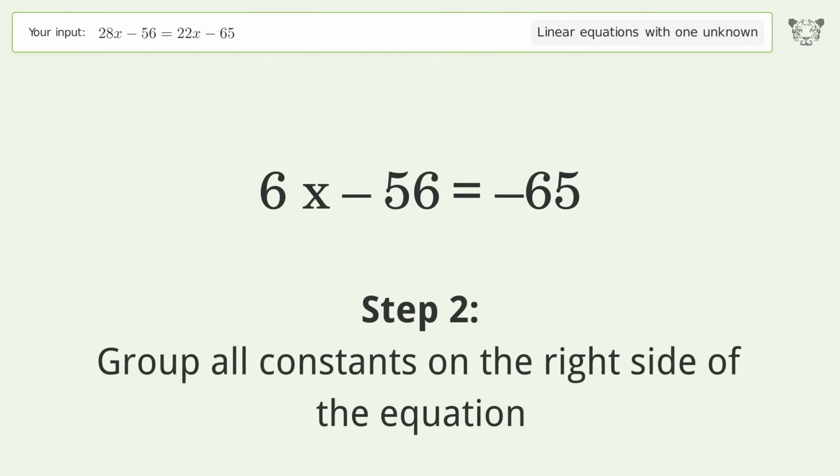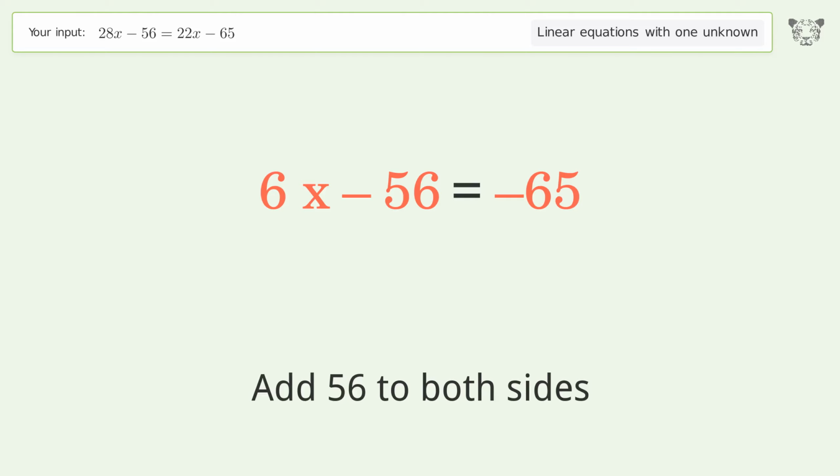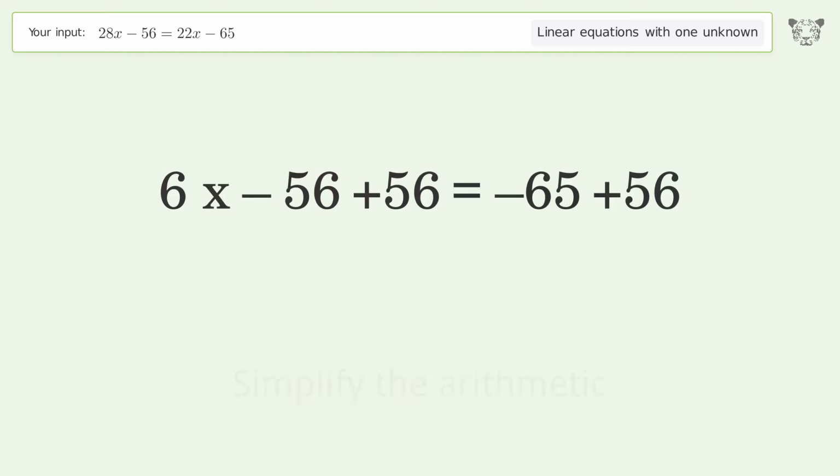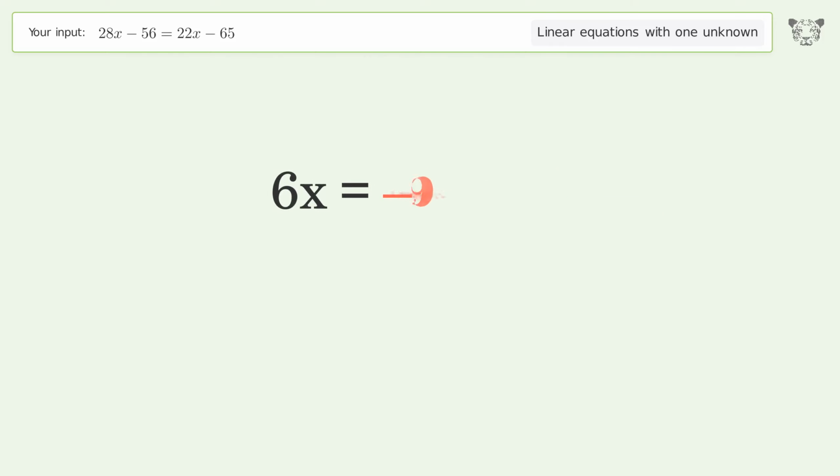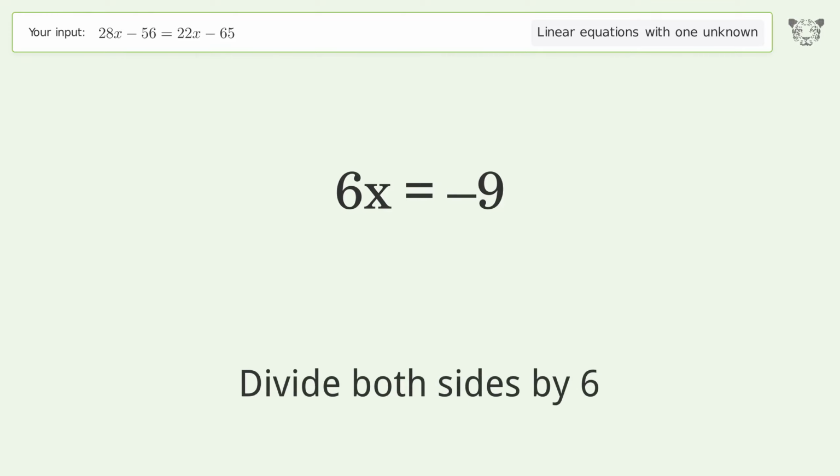Group all constants on the right side of the equation. Add 56 to both sides. Simplify the arithmetic. Isolate the x. Divide both sides by 6.